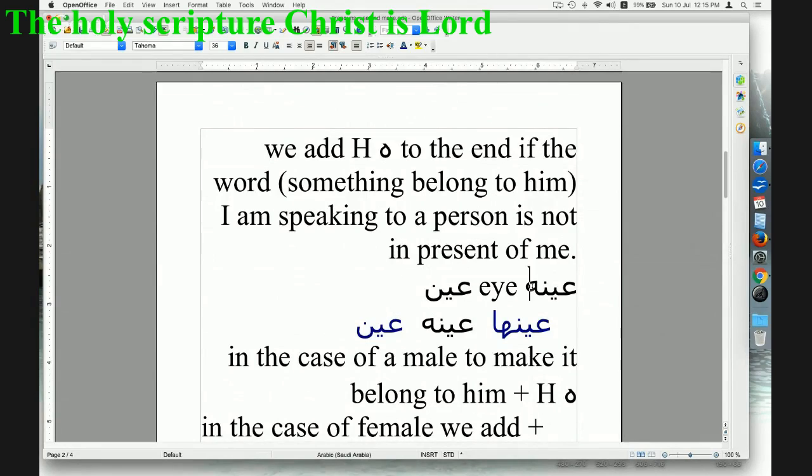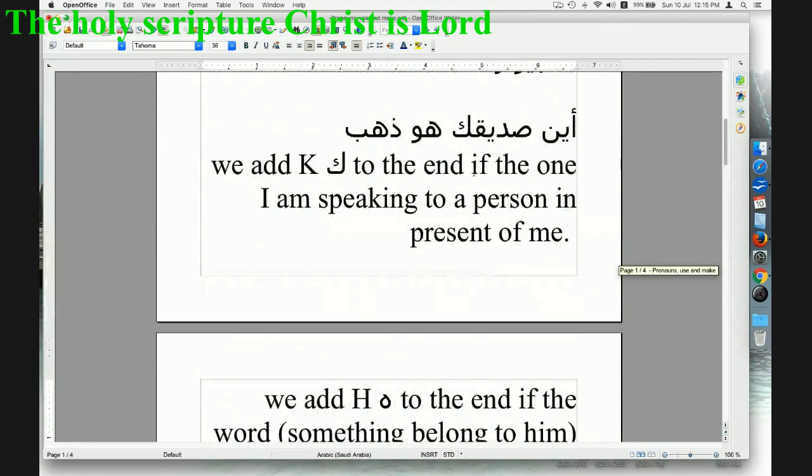Do you understand me? I'm not talking to you directly. Based on this, I'm not going to use the ka. So you can take a note and say, if I'm speaking to someone directly, and I want to make something belong to him, then I'm going to use the ka at the end of the name, whatever it is, an object or a person, and that will make it belong to you. I'm speaking directly to you.